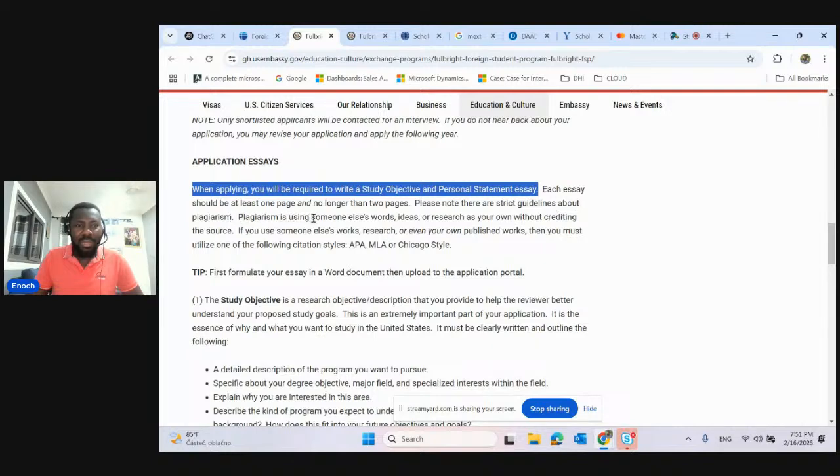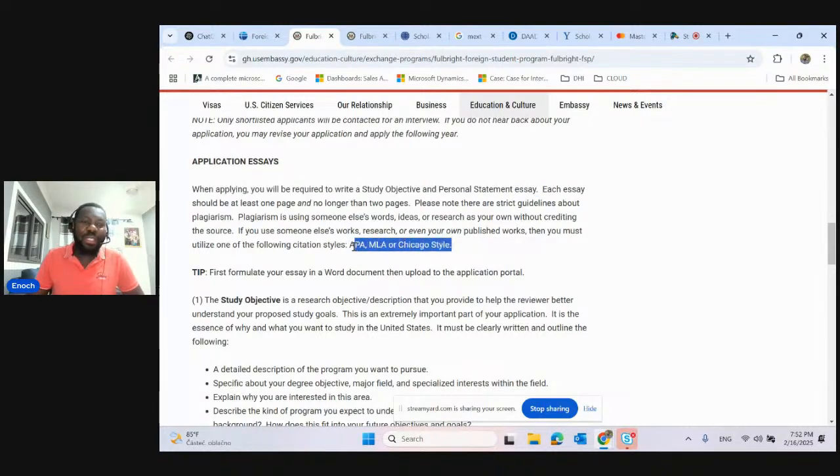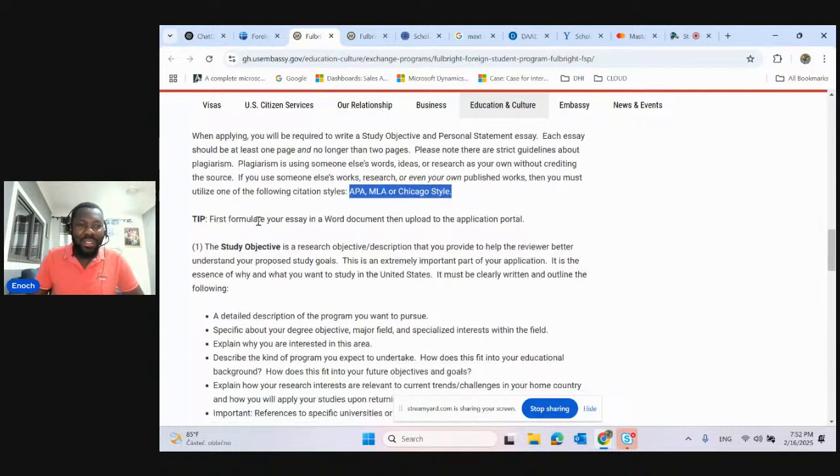As I said, plagiarism is using someone else's work, idea, or research as your own without crediting the source. If you use someone else's work, research, or even your own published work, then you must utilize one of the following citation styles. So you must use APA. If you are a researcher, you know this citation style. So that is important. Tip: first, formulate your essay in a Word document, then upload it to the application portal.